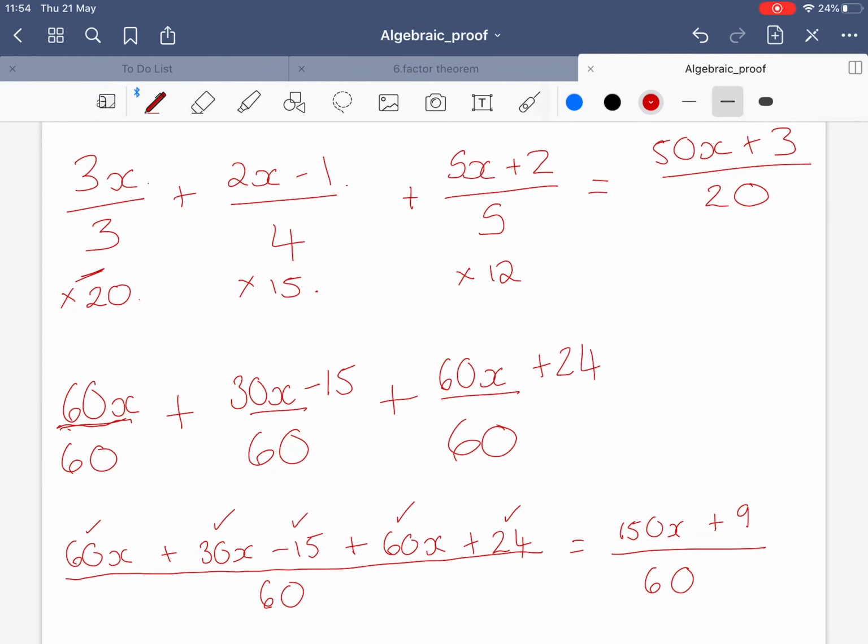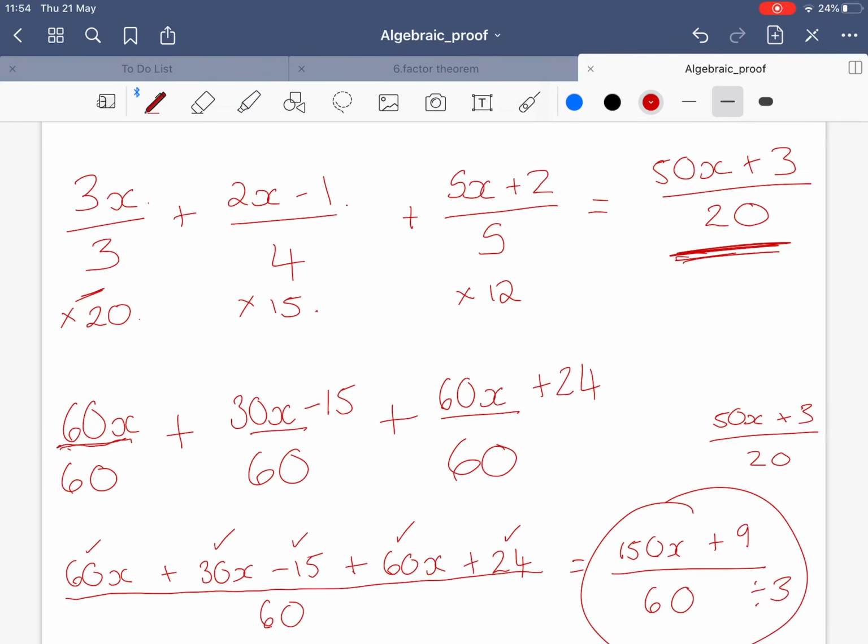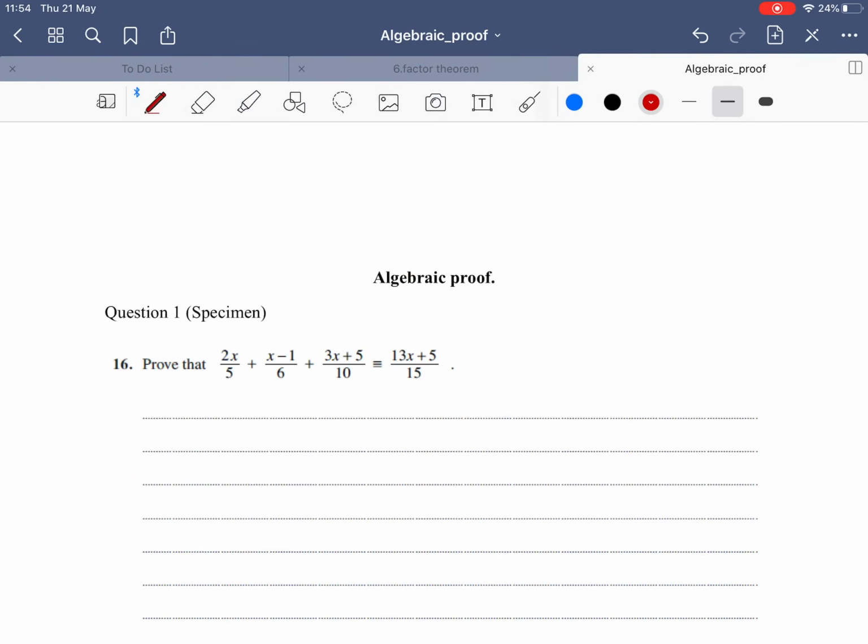We're very close to it being this answer. To get from this to this, you would literally just divide all of them by 3. If I divide 150 by 3, I get 50x. If I divide 9 by 3, I get positive 3. And 60 divided by 3 is 20. And that is our proof. We've got our answer. I'm going to show you one more, and it's going to be an exam paper.